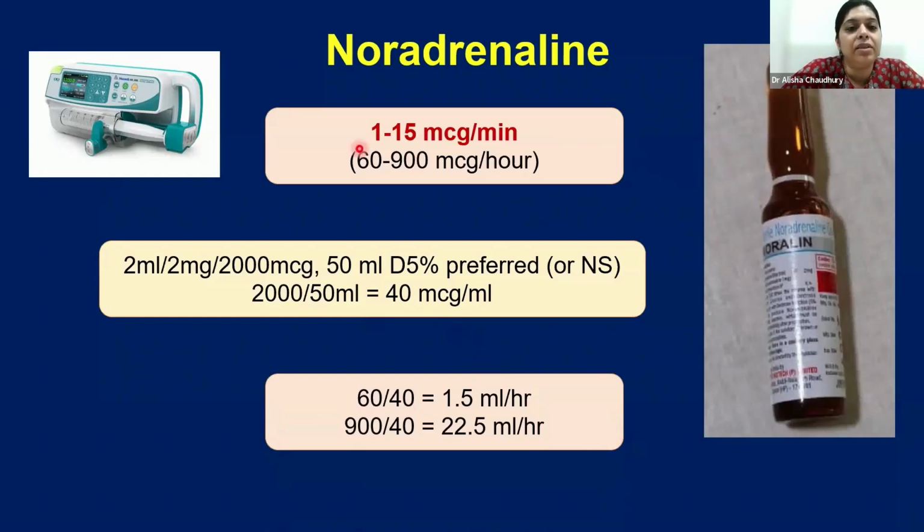So if I want to give this, I want to start at 60 mics per hour, I have to give it at 1.5 ml per hour. If I want to give it as 900 mics per hour, I have to give it as 22.5 ml per hour. This is with a single ampule. I'm sure most of you in your ICUs may be using 2 ampules, then you people are using 4 ampules.